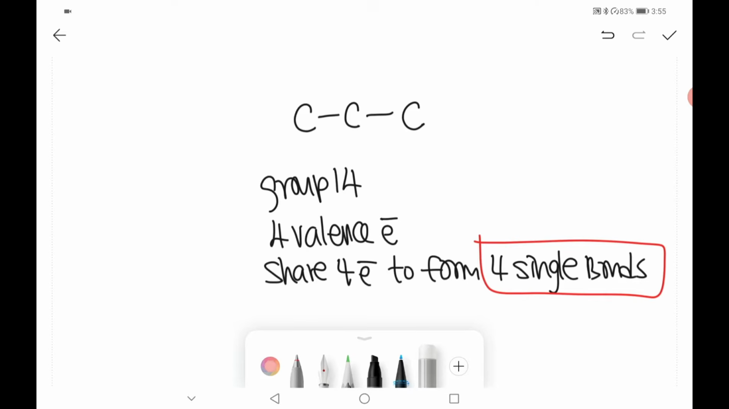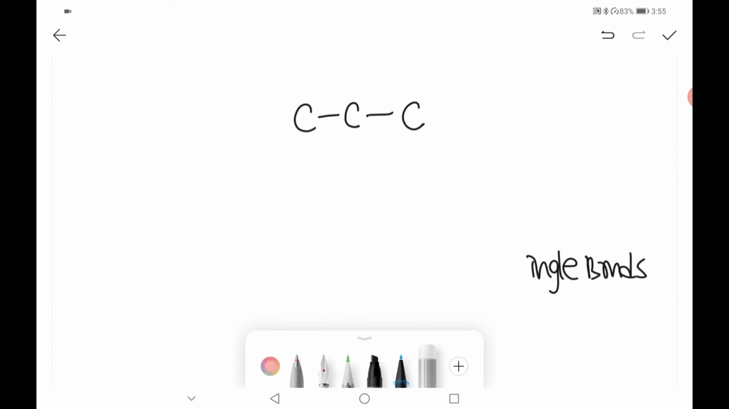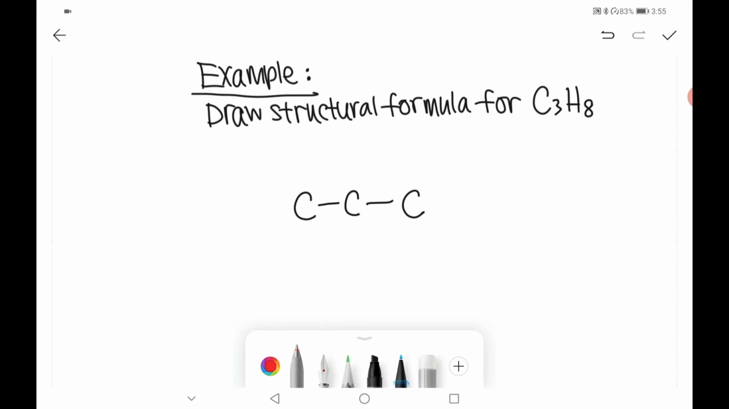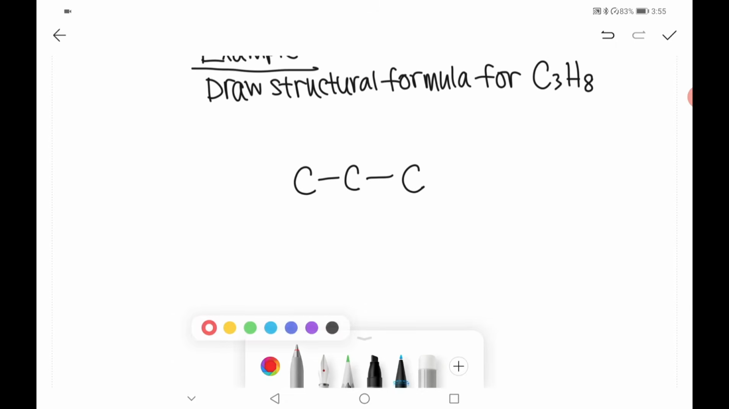Carbon must have 4 bonds because carbon has 4 valence electrons. The 4 valence electrons allow the carbon to share 4 electrons. When you share 4 electrons, you form 4 single bonds. So every carbon must have 4 bonds. This carbon has 1 bond already.